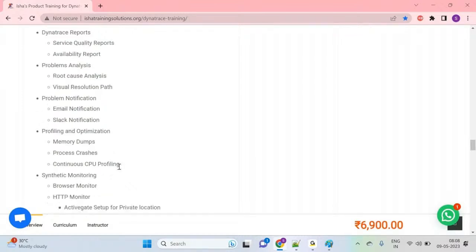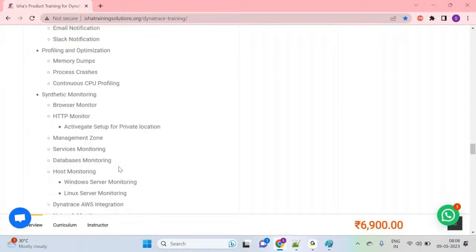And then there is an important topic called profiling and optimization. That is, how to take a memory dump using Dynatrace, how to analyze a process crash, and how to understand where the CPU is spending its time for each and every process that is monitored. That information also we are going to get.